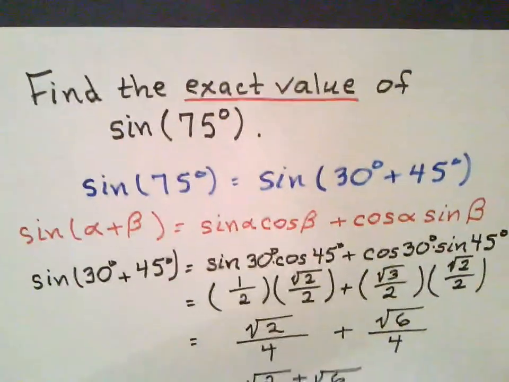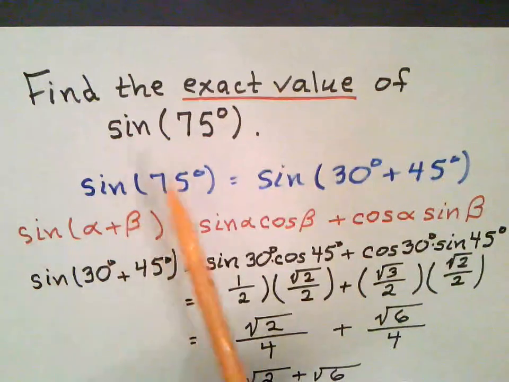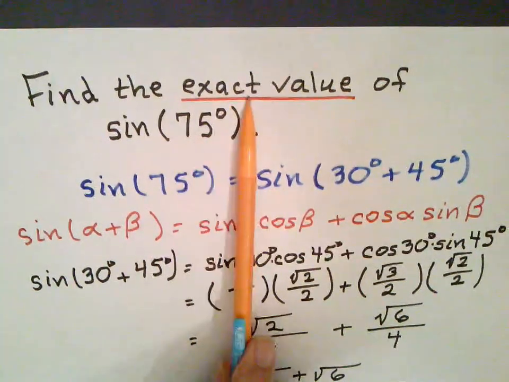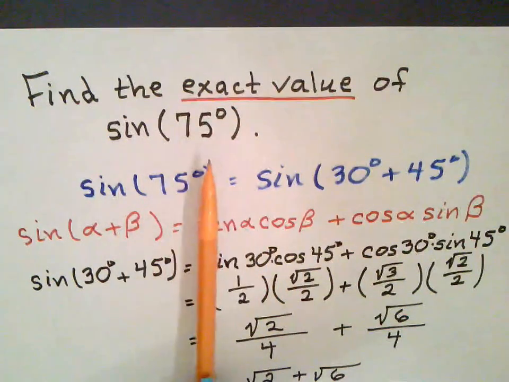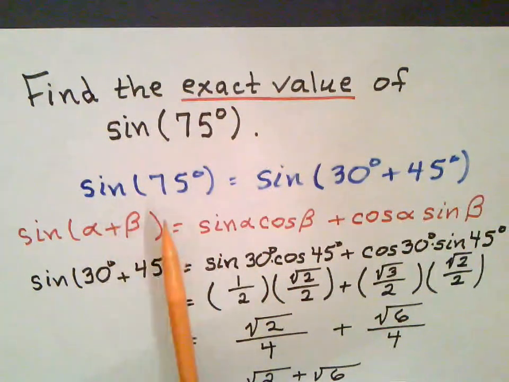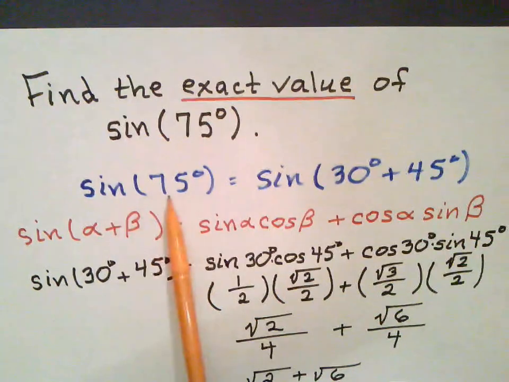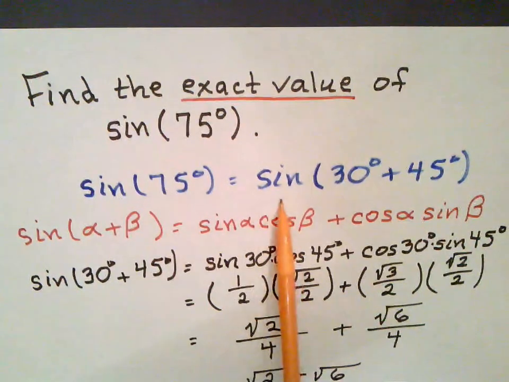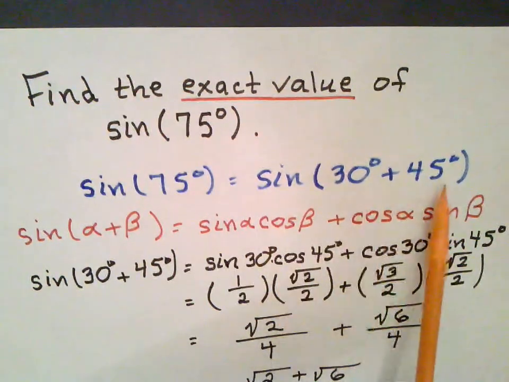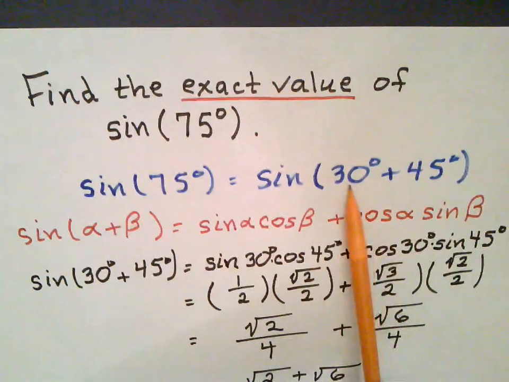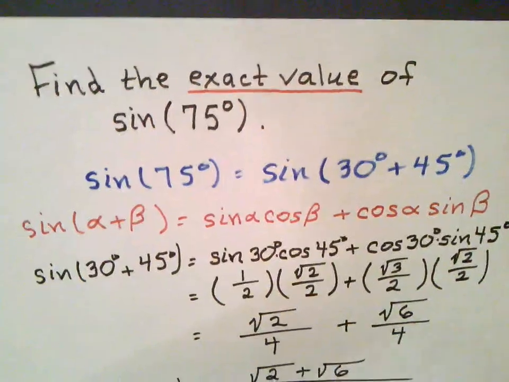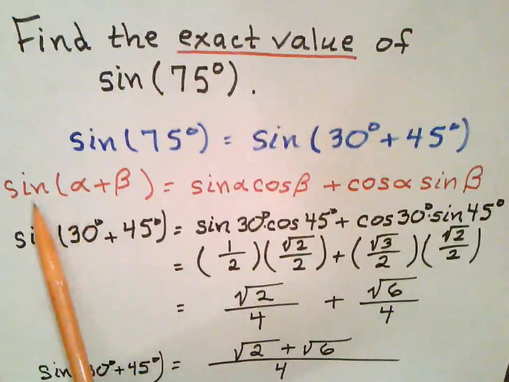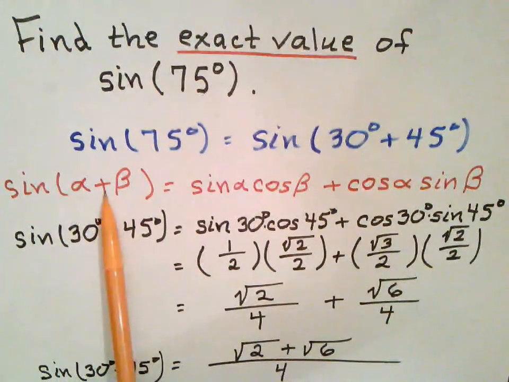So let's look at an example of this. This time, you notice at 75 degrees, we want to find the exact value. It is not on our unit circle. And if we want the exact value, then we're going to be using our unit circle. But we can write sine of 75 degrees as the sine of 30 degrees plus 45 degrees, because 30 degrees plus 45 degrees will give you what? The 75 degrees, which means that we can apply the sine sum for the two angles.